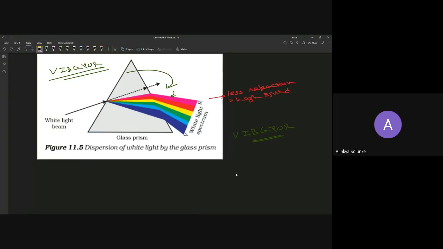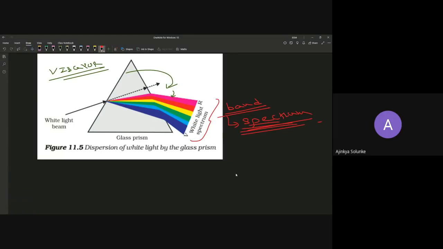Okay, now this is what we have received: 7 colors. These are 7 different colors. So it's a band, and we have a name for this band. We call it spectrum. The band of 7 colors is called a spectrum.